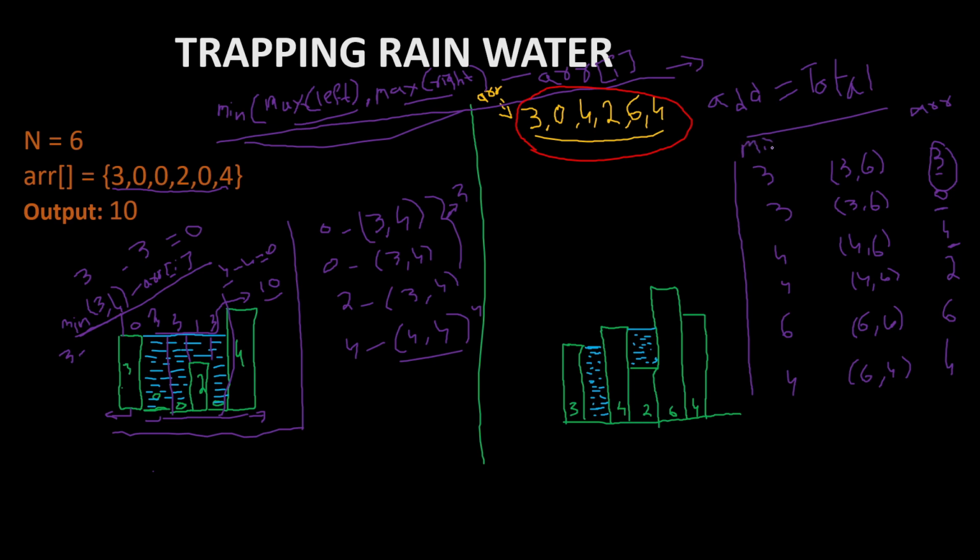This will be our minimum. Now do the minus here, okay? Do minus, we get the value. The first value will be 0, 3 minus 3. Second will be 3 minus 0, which will be 3. Fourth will be 4 minus 4, 0. And this will be 4 minus 2, that will be 2. Next is 6 minus 6, which is 0. 4 minus 4, which is 0.